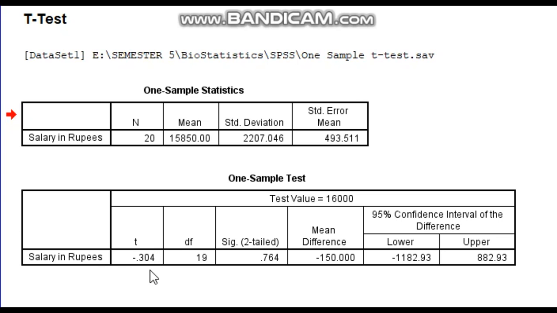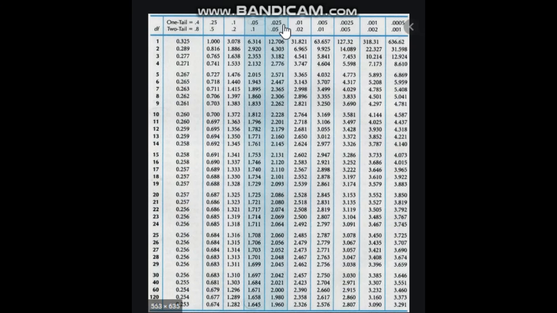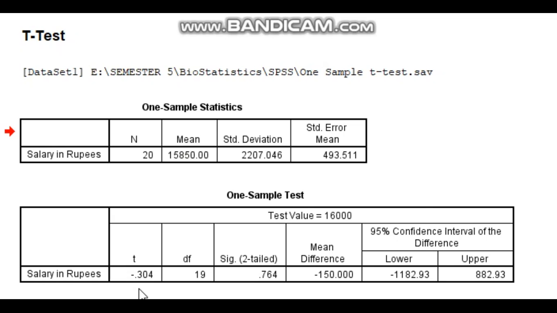So let's compare them in the student's t-table. In the two-tailed test at 0.05, at 19 degrees of freedom, the critical value is 2.09. Since our t value is obviously less than the critical value, we can say that there is no difference between the two means.